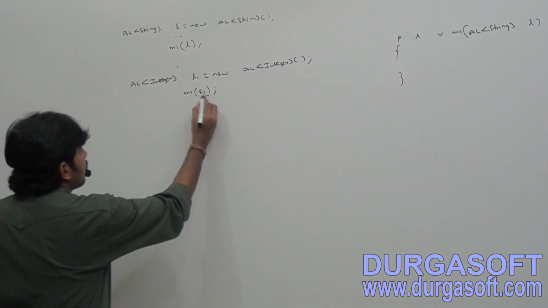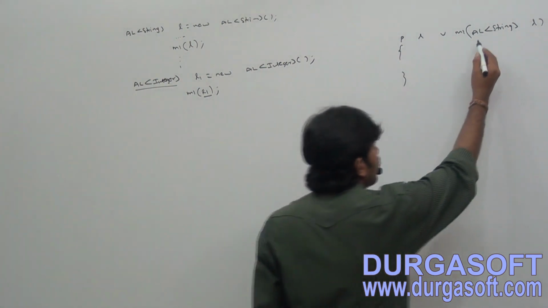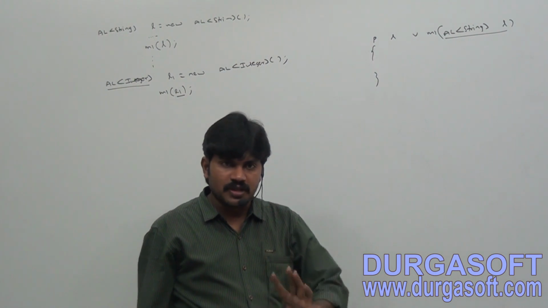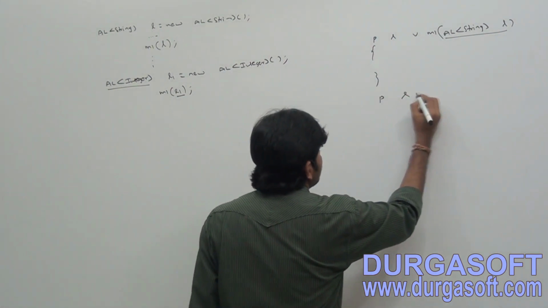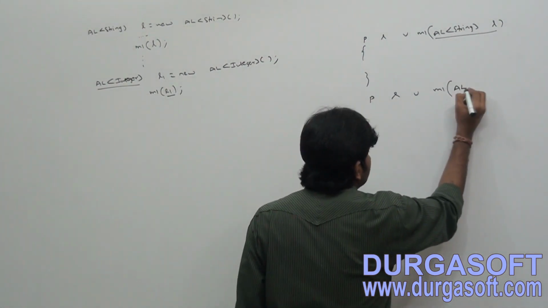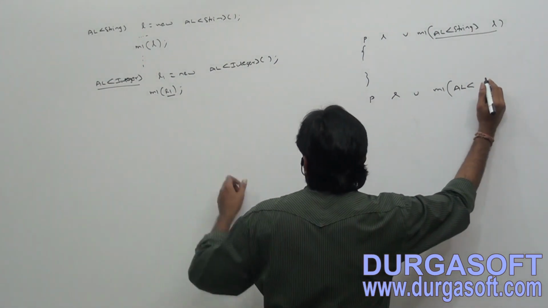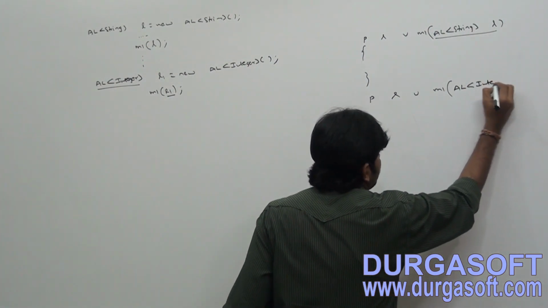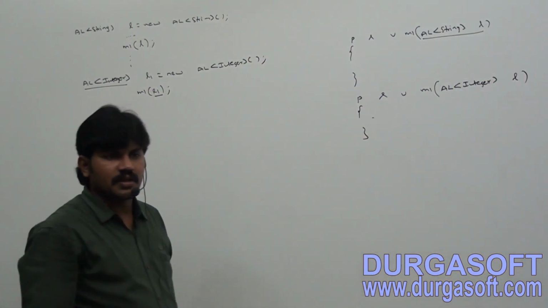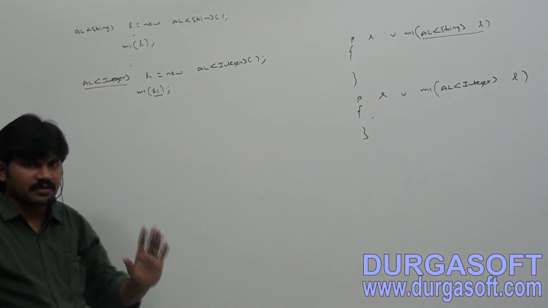Here you are passing L1, which is ArrayList of Integer, but this method can take ArrayList of String type. Compulsorily we should go for a new method: public static void m1 of ArrayList of Integer L. Compulsorily, because the argument type is different, we should write a different method.